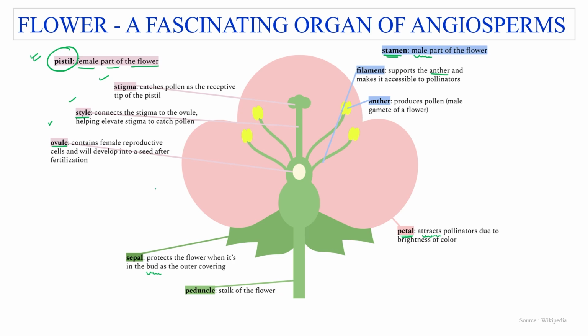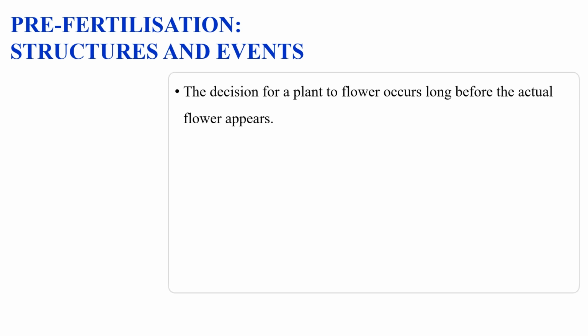So this is a general structure of flower which has different parts. Some parts come under the female reproductive category, some parts come under the male reproductive category. Now, what is pre-fertilization and what are those structures and events which come under the pre-fertilization category?